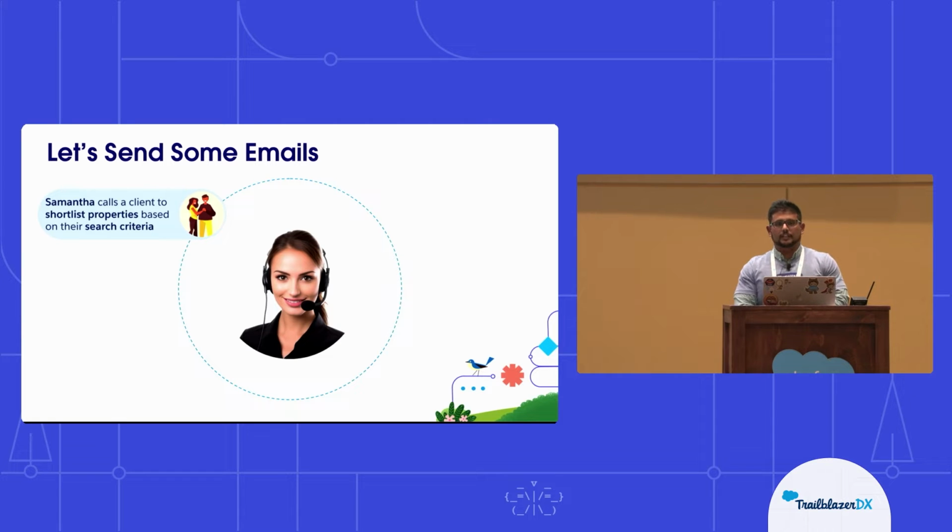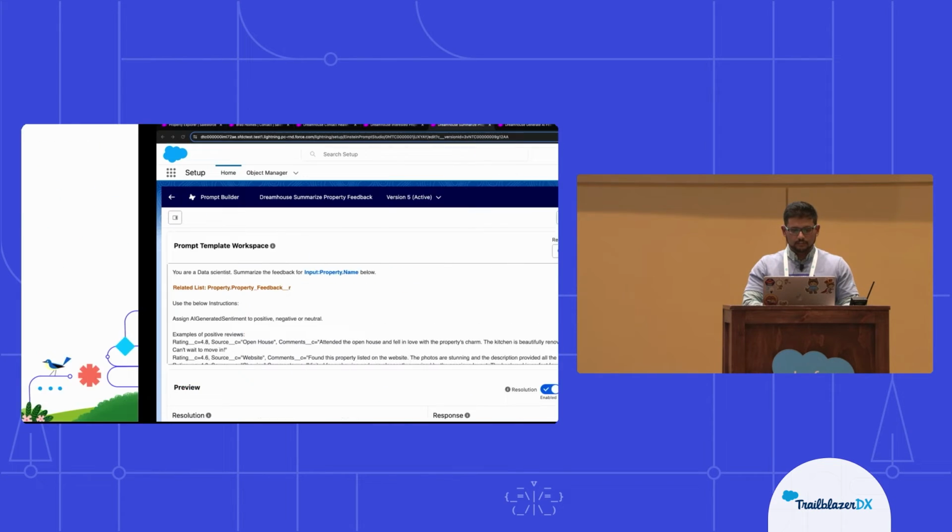So Samantha is a sales representative. She uses a custom application at Dreamhouse Realty. One of the tasks she currently does is she talks to clients, helps them shortlist properties based on their search criteria. So let's look at how we can embed generative AI and help her generate a follow-up email that is personalized to the client and fits as part of her workflow. So let's dive in.